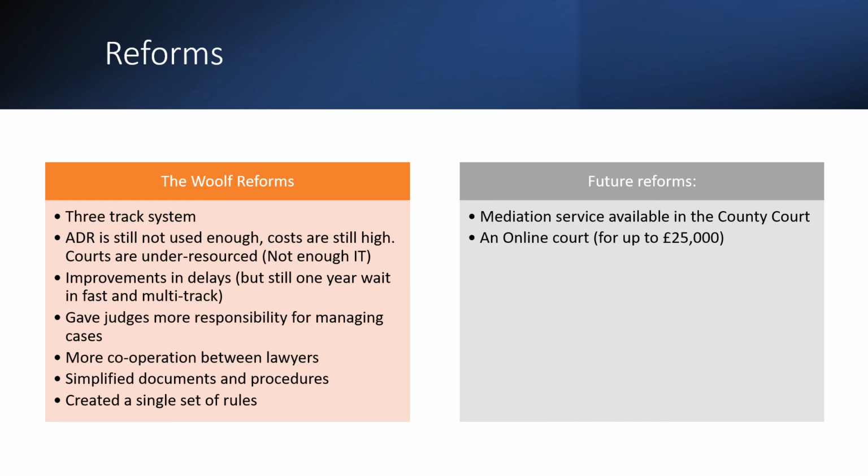It does give judges more responsibility for managing cases, which can speed up the process. It also led to more cooperation between lawyers, as mentioned before, with the Civil Procedure Rules and processes. Information needs to be given, so the claimant's solicitor and the defendant's solicitor, for example, would work together in some ways to come up with some kind of solution. The Woolf reform also simplified documents and procedures and created a single set of rules, where each court used to have its own rules, which was very confusing. But there is still some scope for future reforms.